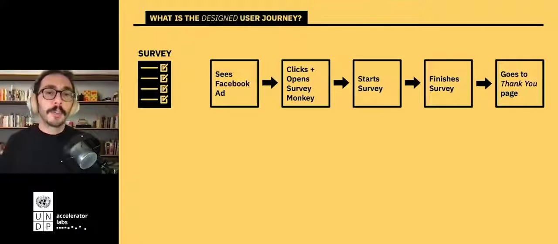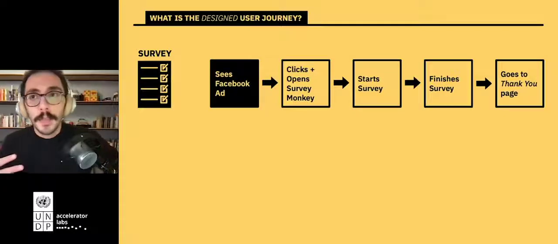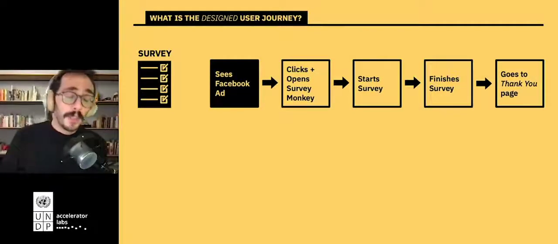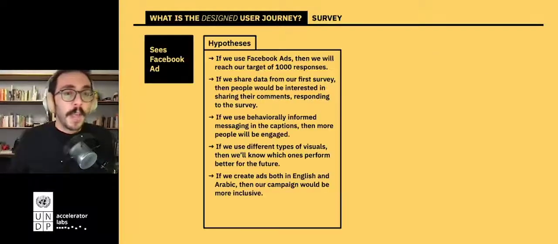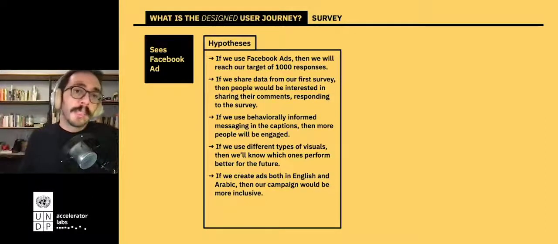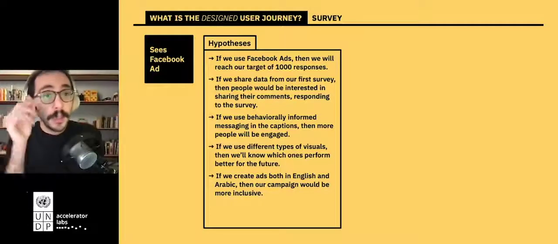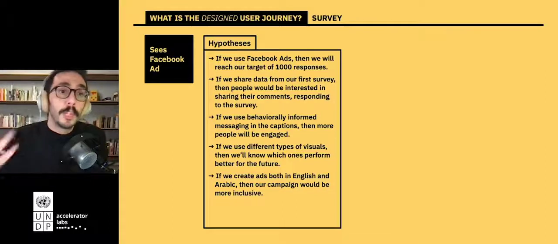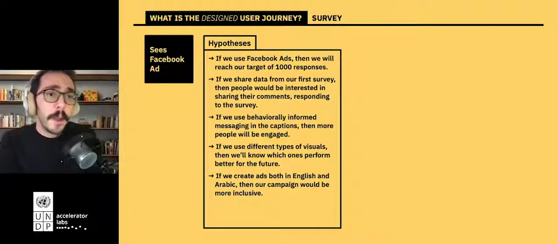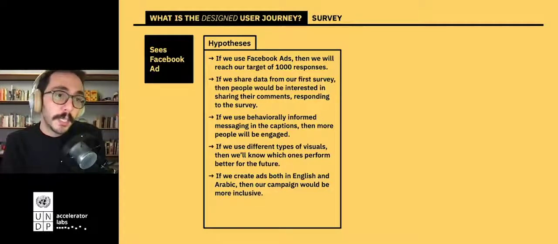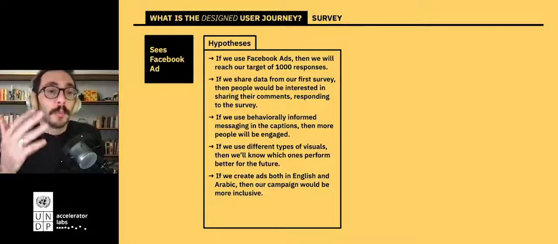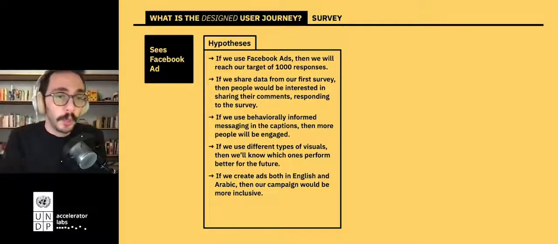The first step, the first touch point with the user, is the Facebook ads. Just like the survey hypotheses, we had hypotheses specifically for the Facebook ads, and I'll share a few of them here. If we use Facebook ads, then we will reach our target of 1,000 responses. If we share data from our first survey, then people would be interested in sharing their comments and responding to the survey online. If we use behaviorally informed messaging in our captions that are linked with the ads, then more people would be engaged. If we use different types of visuals, then we'll know which ones perform better for the future and which ones are more attractive to our audience. And finally, if we create ads both in English and Arabic, then our campaign would be more inclusive.